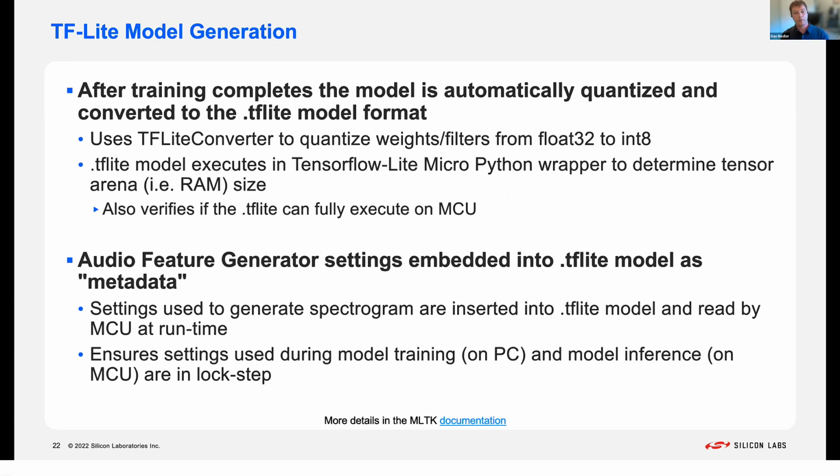Also during this step, the audio feature generator settings, all the settings needed to generate a spectrogram, are embedded into the TF-Lite model file as metadata. All these settings used to generate the spectrogram are automatically inserted from Python into the TF-Lite model file, and then they can later be read by the MCU at runtime. This helps to ensure that the settings used during model training on the PC are the exact same settings that are used by the machine learning model on the MCU at runtime. There's further documentation about how all this works on the MLTK's website.